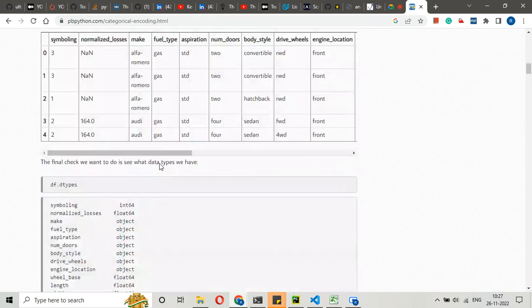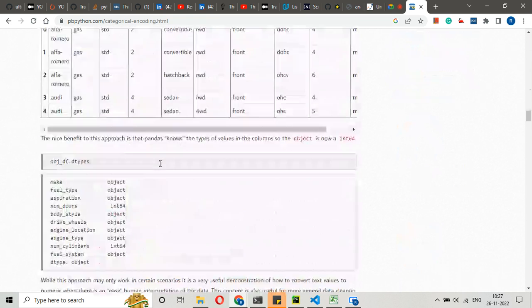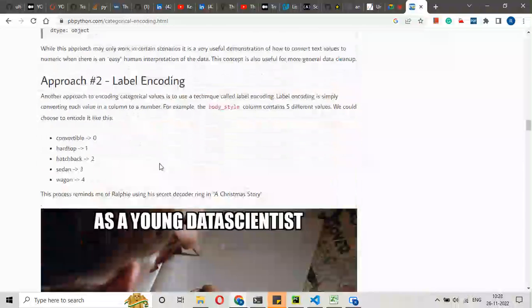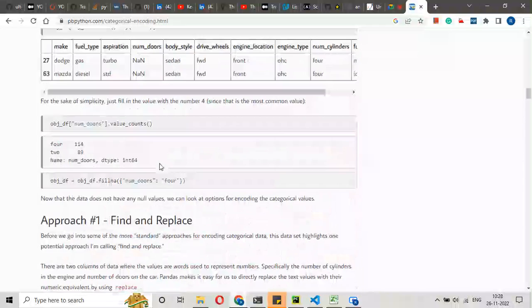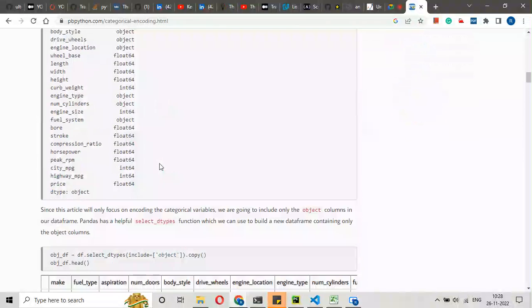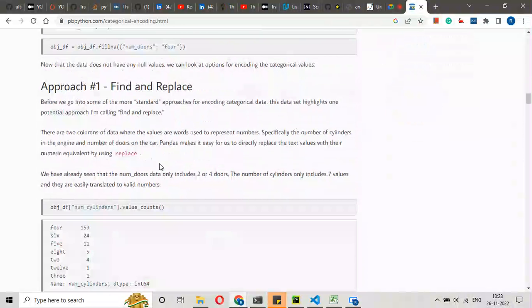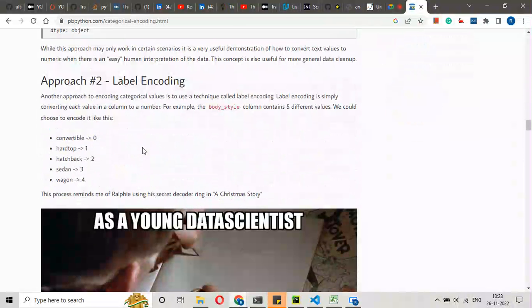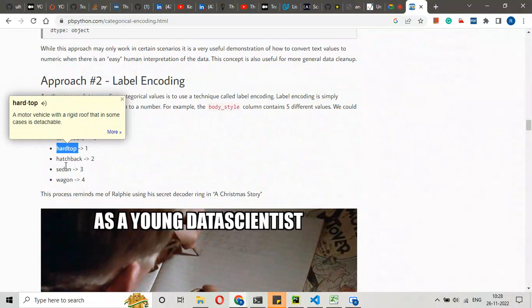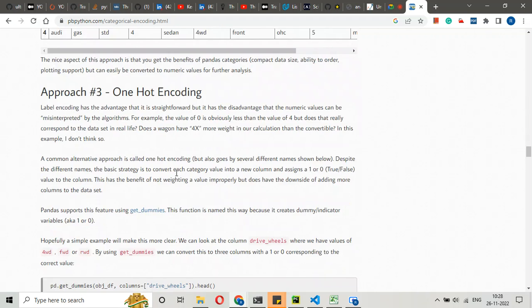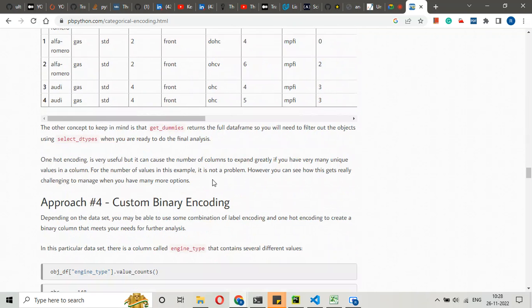You can read about encoding also, different types of encodings are there: one hot encoding, categorical encoding, label encoding, and so on. In find and replace, for example, this 4 should be replaced by a number. Second is label encoding, where you are just labeling, convertible is 0, hard top is 1, something like this. So think about which type of encoding is better for these types of data.